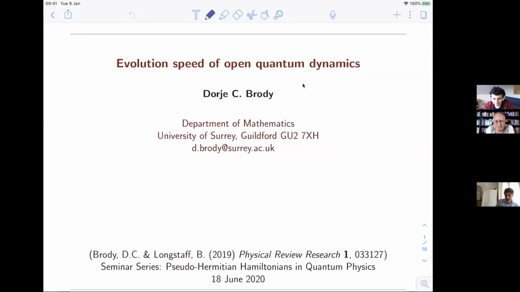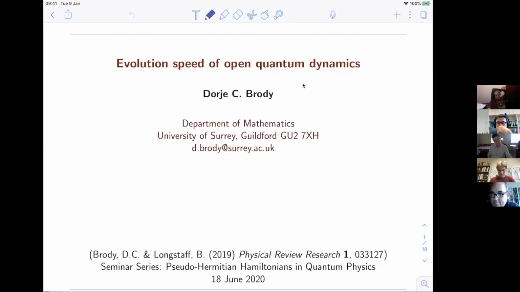Right, so my talk today is going to be about evolution speed of open quantum systems. It's based on a joint paper published recently with Bradley Longstaff, and it's to do with how fast a given quantum state can move. Why would this be of any interest?